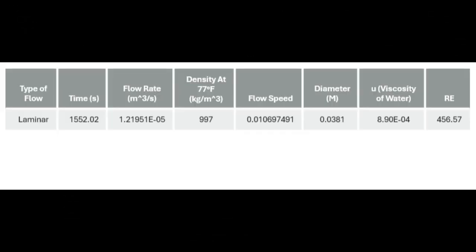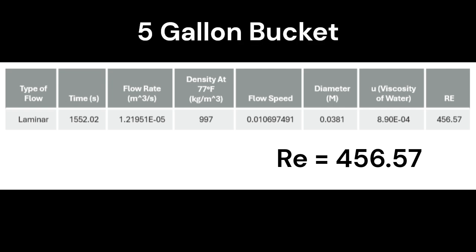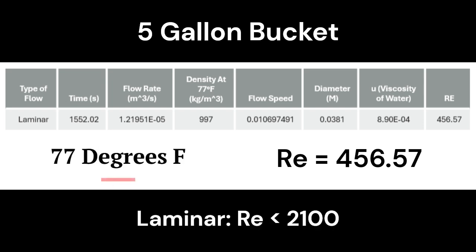Thanks to my trusty robot assistant, the first laminar flow test came out to be a Reynolds number of 456.57, with a time of 1,552.02 seconds to fill a 5-gallon bucket up with water. This is with a temperature of 77 degrees Fahrenheit, and it is indeed a laminar flow since the Reynolds number is below 2100.